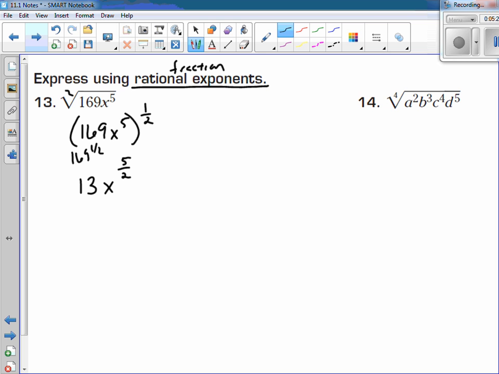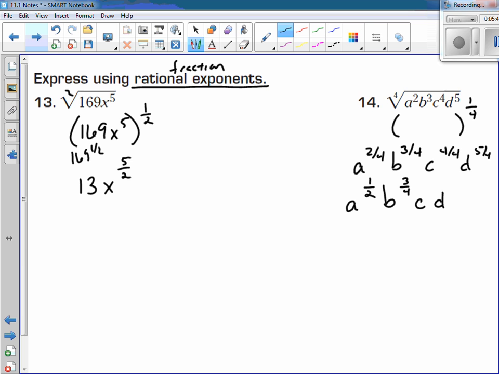On the last one, you would take everything inside the radical, raise it to the 1/4 power. Right, so then you would be able to multiply all the exponents. So you get a to the 2/4, b to the 3/4, c to the 4/4, d to the 5/4. So you get a to the 1/2 power, b to the 3/4 power, c, and d to the 5/4 power. Just reduce what you can.